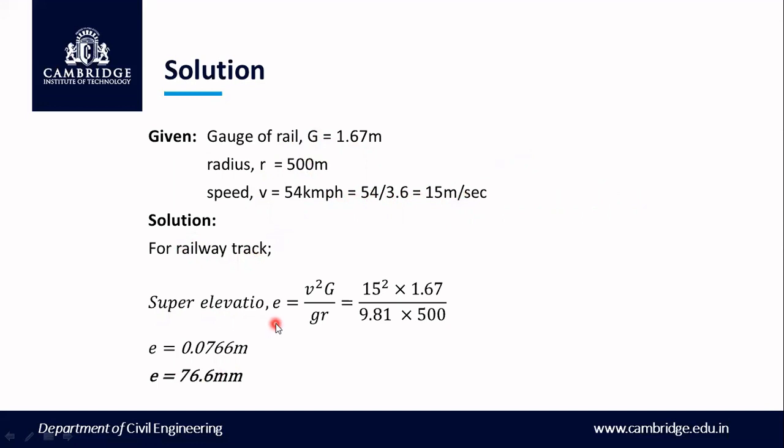Therefore, super elevation E is equal to V square G by gR. So this formula, we already know it. Substitute V, that is 15 meter per second. Capital G, that is 1.65. The small g is 9.81. And R is 500. If you substitute and solve, you'll get E is equal to 0.0766 meter. Or I can convert this into, since it's in the decimal form, I can convert it into millimeter. E is equal to 76.6 millimeter. So this is the super elevation value for this railway track.